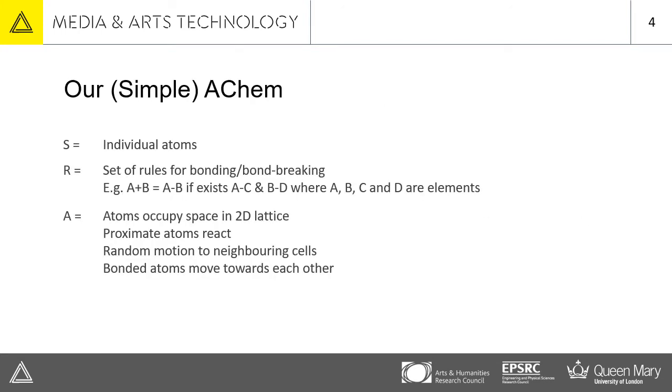So the artificial chemistry we've implemented is fairly straightforward. Each molecule consists of individual atoms. There's a set of rules for bond making and bond breaking between those atoms. Each rule has a set of conditions that must be met for the bond to be made or broken. And each atom occupies a space in a two-dimensional lattice. There's random motion so that atoms can travel around and react with each other. Atoms that are close enough together will react, and bonded atoms will move towards each other.